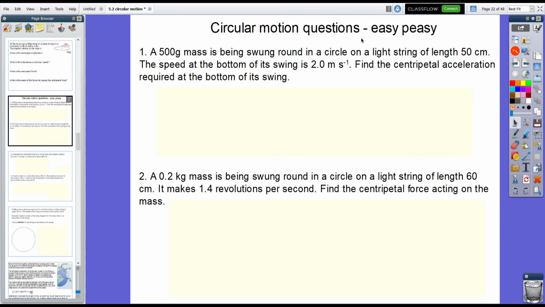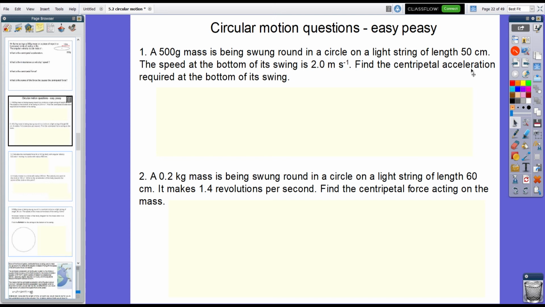Okay, let's look at a few more questions on circular motion before we start taking it a little bit more difficult. So, question 1. A 500 gram mass is being swung around in a circle on a light string of length 50 centimeters. The speed at the bottom of its swing is 2 meters per second. Find the centripetal acceleration required at the bottom of the string.